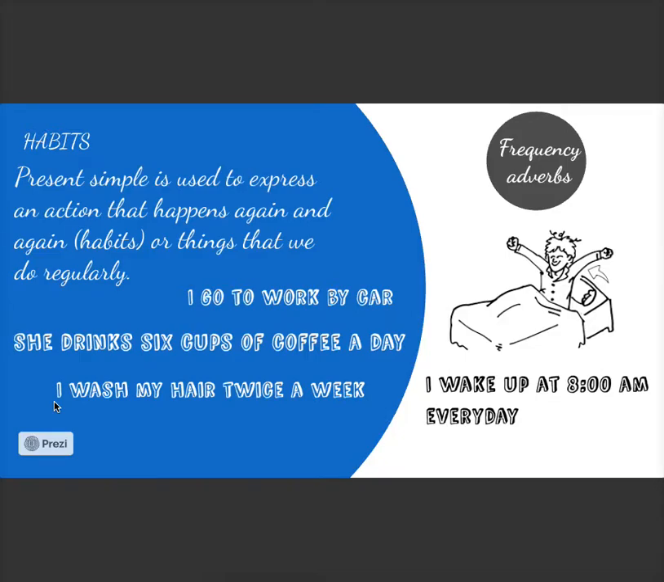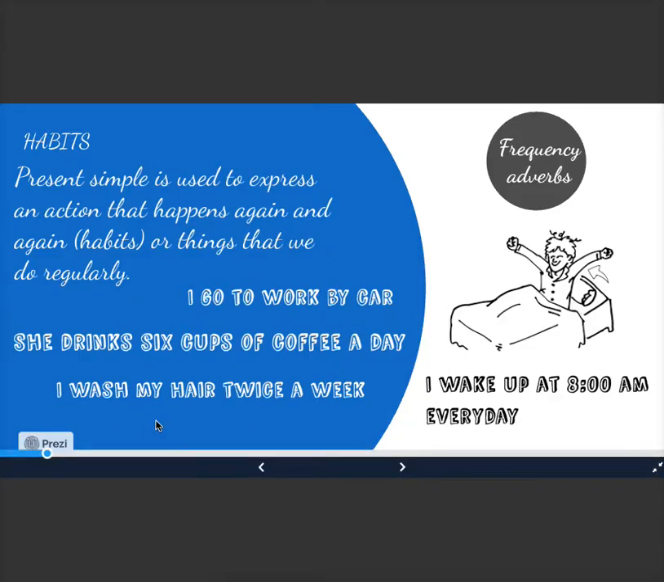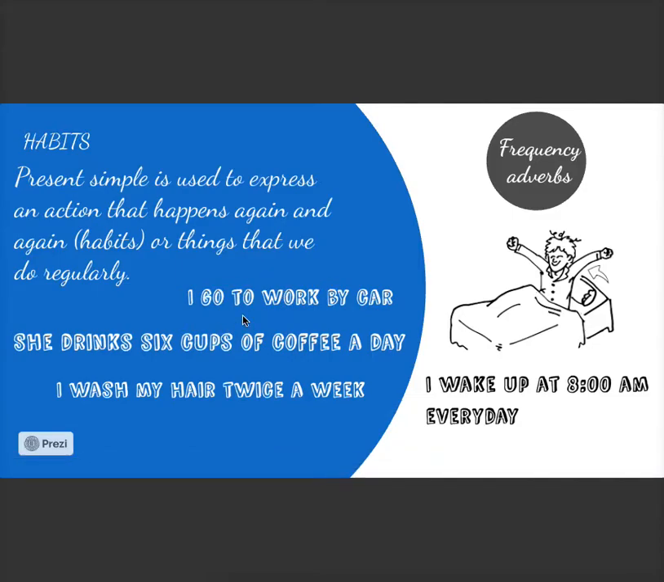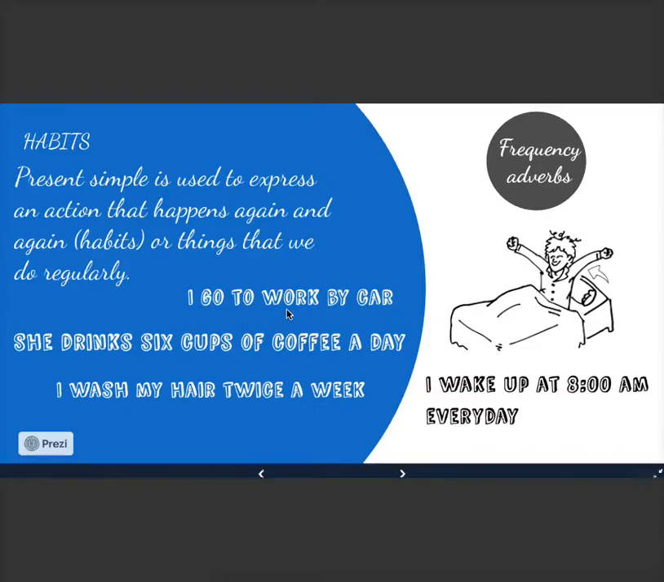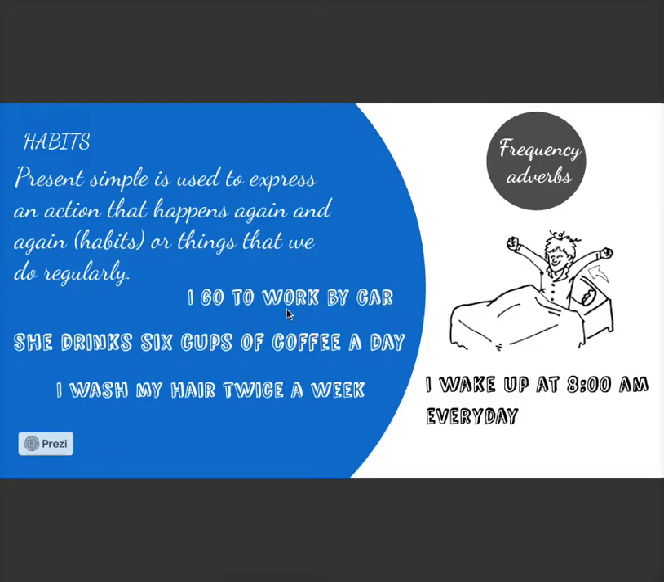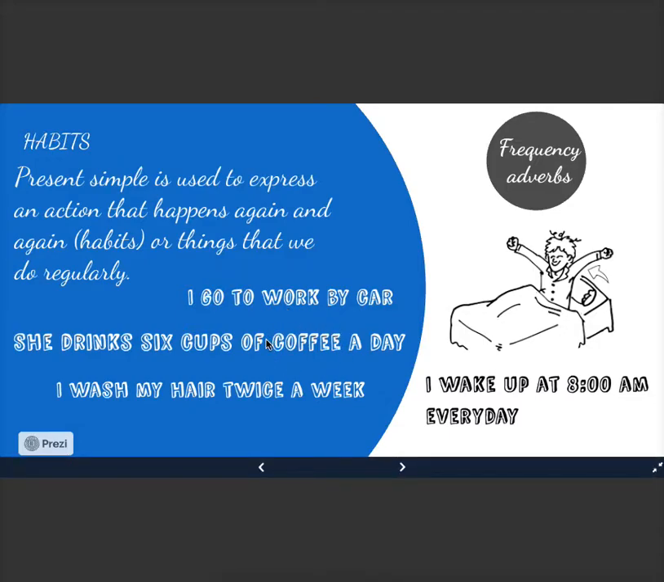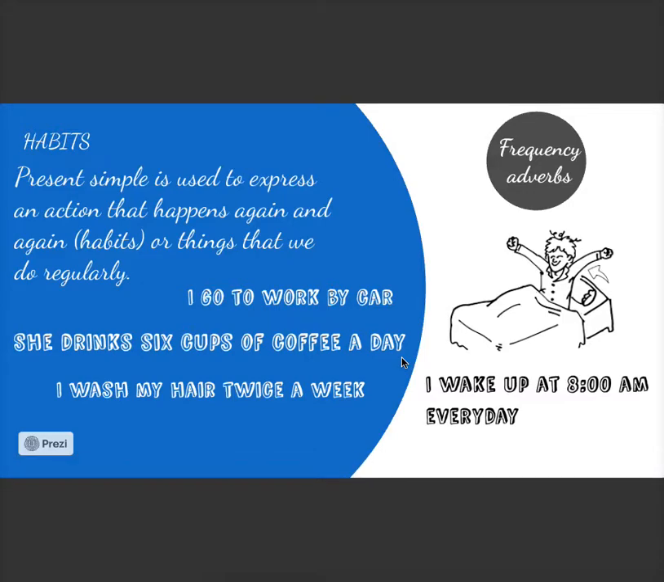Perfect. So guys, if you realize we are talking about habits. For example, let's think about your family, maybe your parents, someone you know, and that person has a car. So possibly that person goes to work by car, by using car. That is something usual. Or for example, someone who really likes coffee. You can say she drinks 6 cups of coffee a day. This is something usual. This is something normal in that life.